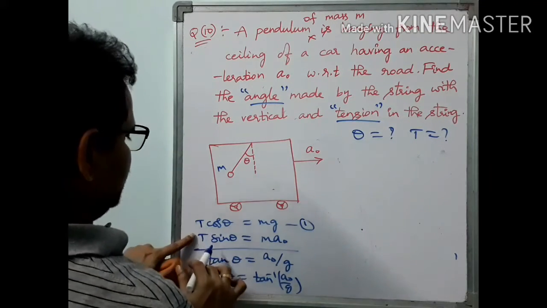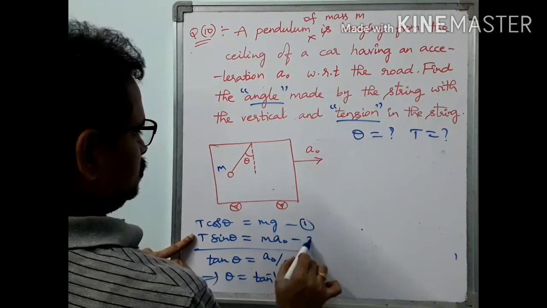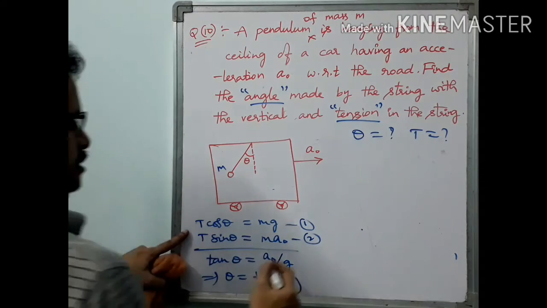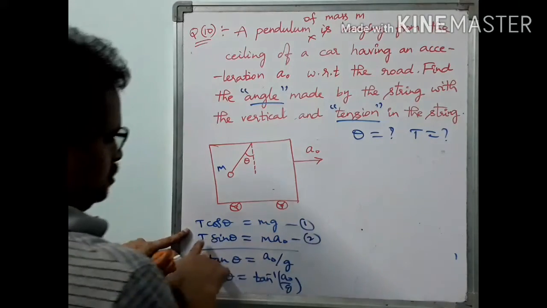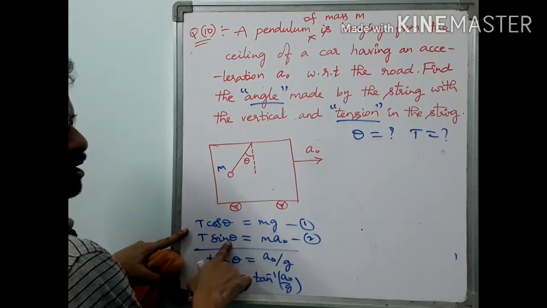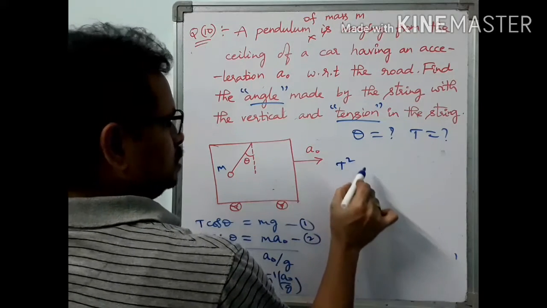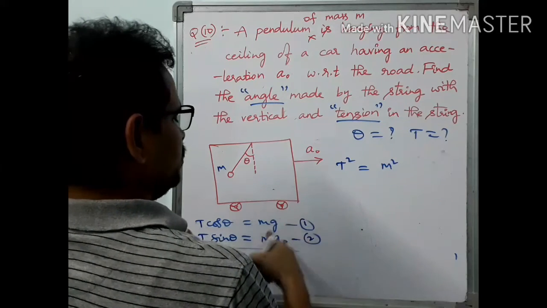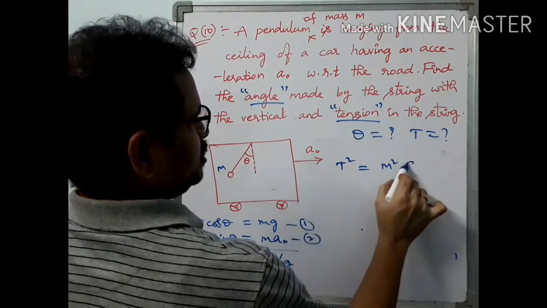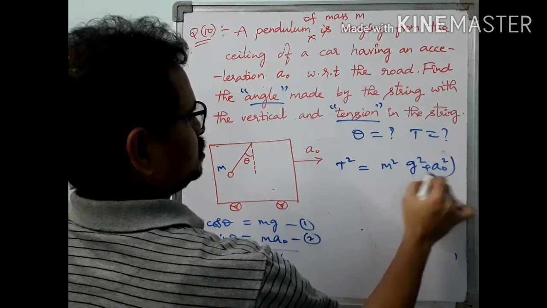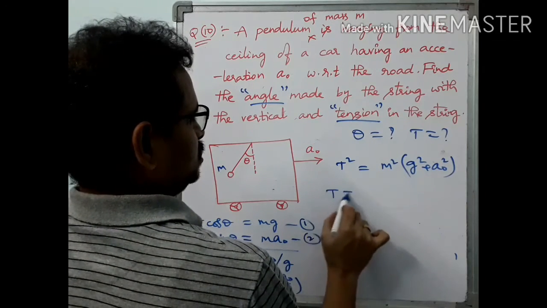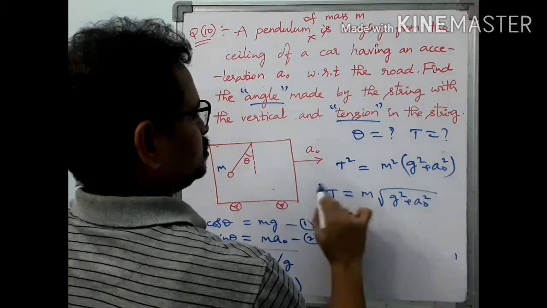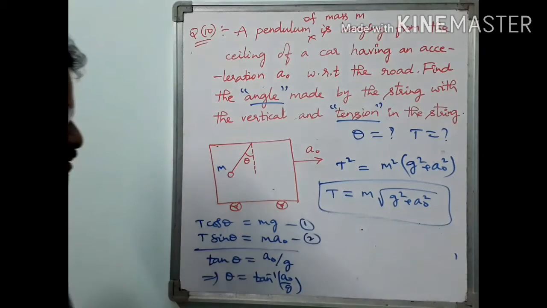So next one, T. What shall we do? Let us square and add on both sides. So T square cos square theta plus T square sin square theta, T square we are taking common here. So T square equals m square g square plus m square a0 square. Taking m square common, g square plus a0 square. So tension T equals m into root of g square plus a0 square. This much tension is acting here.